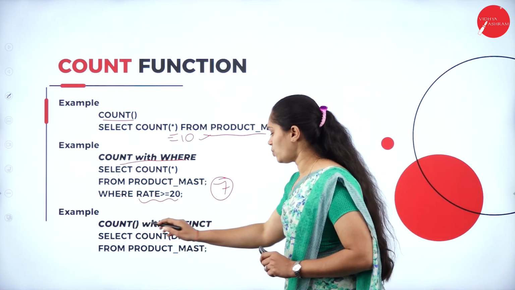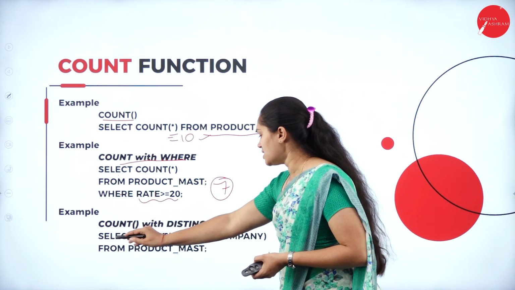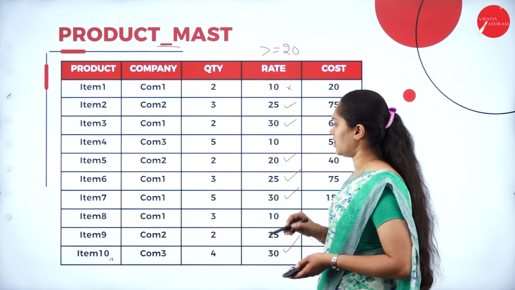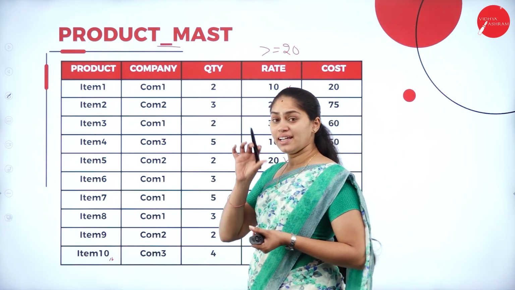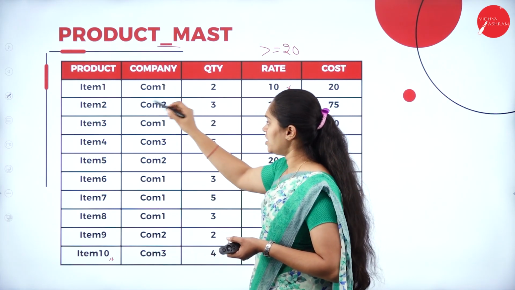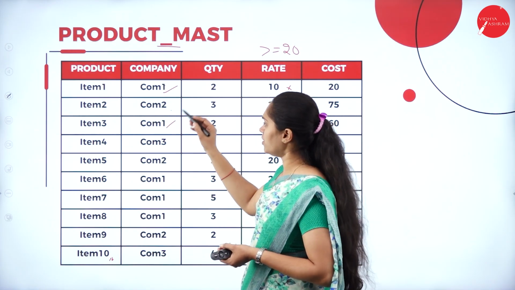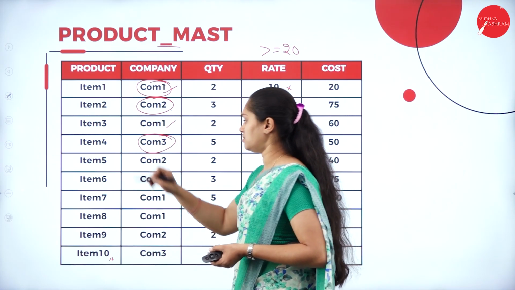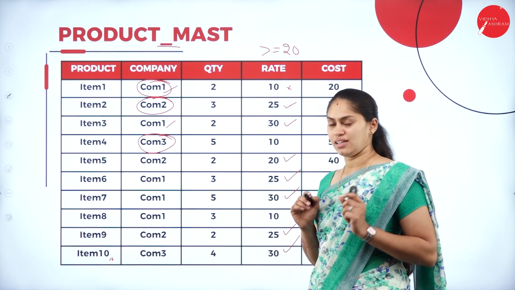Then count with distinct. Distinct in the sense what? That should be unique. So select count of distinct company from product master. Again I have a column called company. Then I require a distinct company name. So here we have company 1, company 2, company 3. If we find this is not distinct, why? Because I have a duplication. So it will return only company 1, company 2 and company 3. So these are the 3 distinct company names.